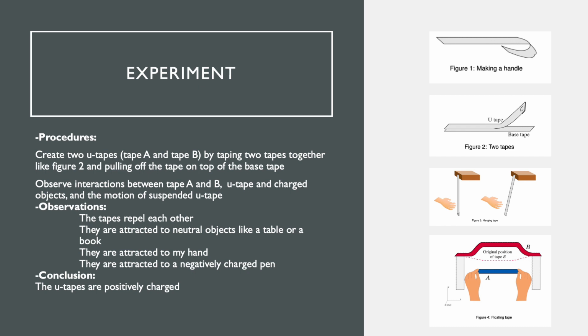Some observations I made from this lab were that the tapes repel each other but were attracted to neutral objects like a book or a table, and they are also attracted to my hand and a negatively charged pen. So the conclusion I drew from my observations was that the U-tapes are positively charged.